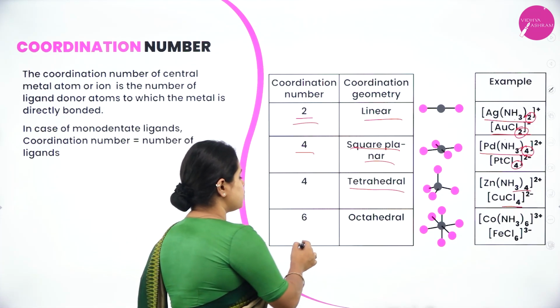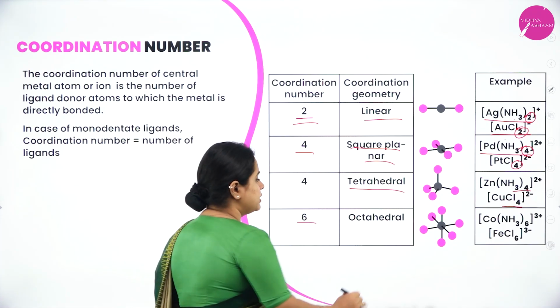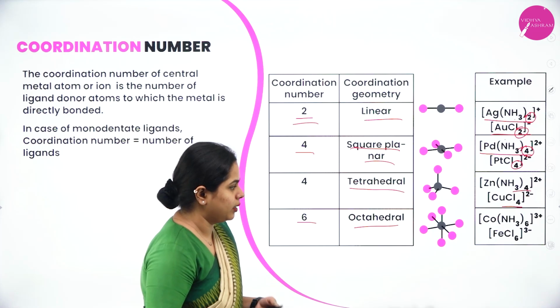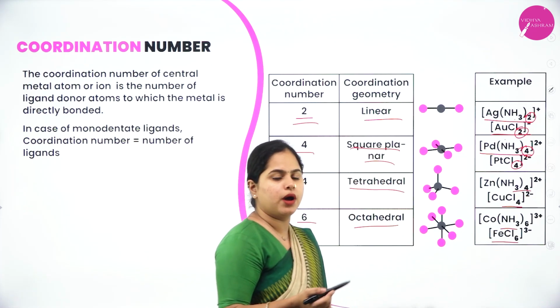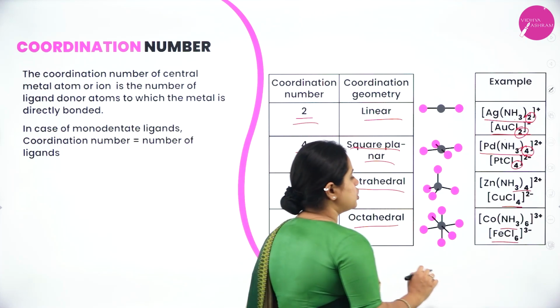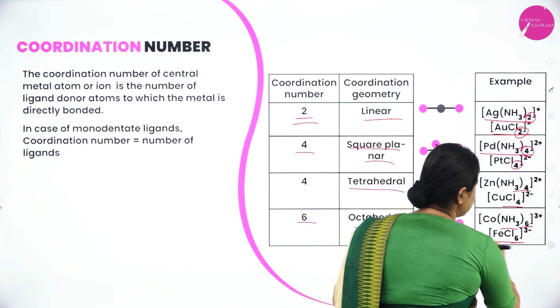Now moving on to the last one: if the coordination number is 6, the geometry is octahedral. In this case also NH3 as well as Cl minus, both of them are unidentate ligands. So it will be 6 and 6 here.